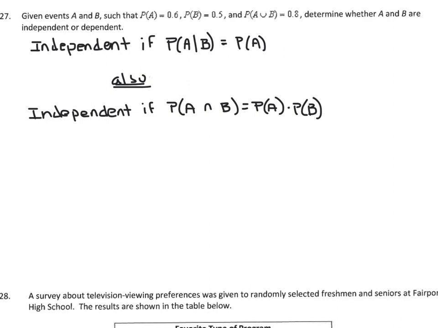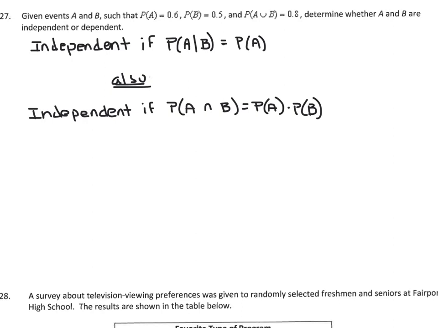Okay, so number 27 wants us to determine whether events A and B are independent or dependent. We have two formulas for independence. The first one is that two events are independent if the probability of A given B equals the probability of A. This makes sense because if they're independent, it doesn't matter if you're given B. That shouldn't affect the probability of A.